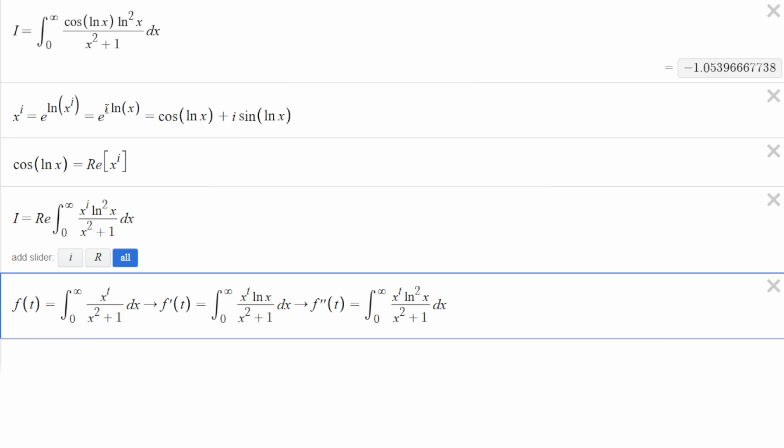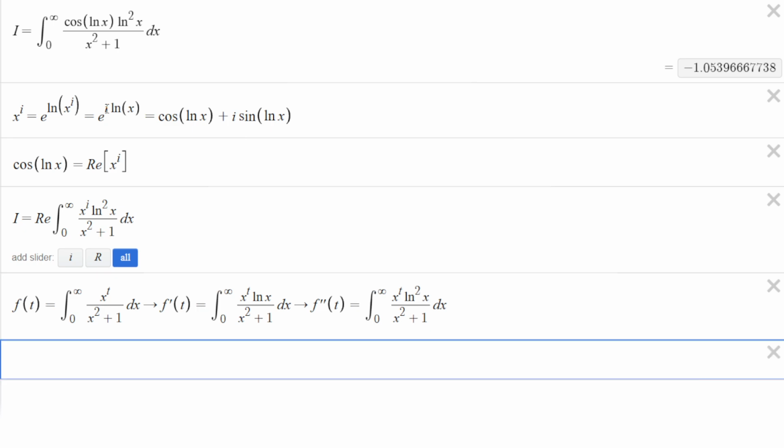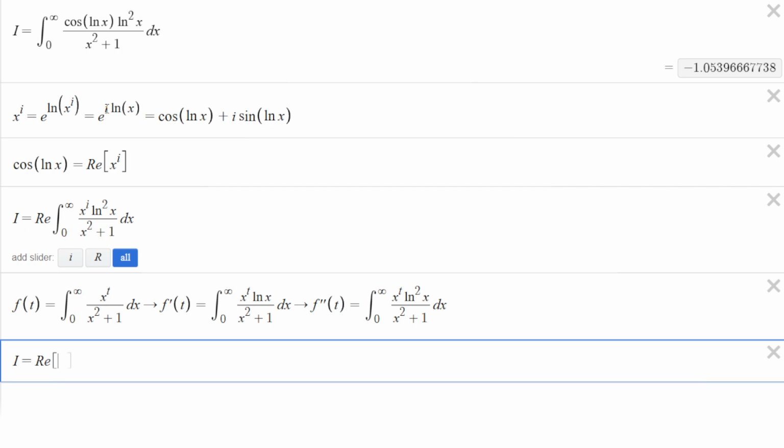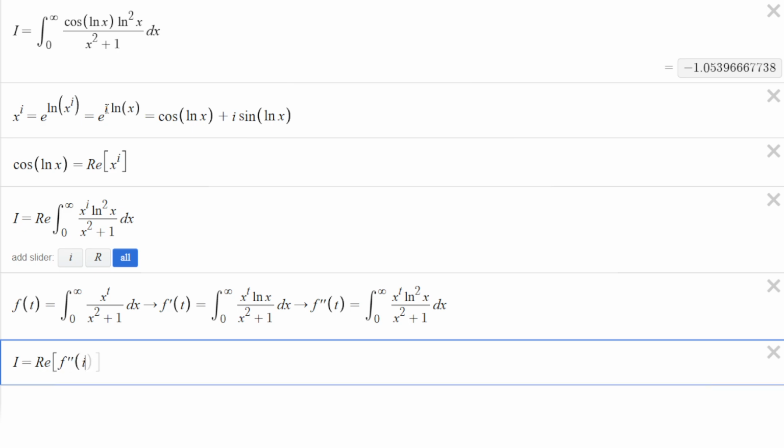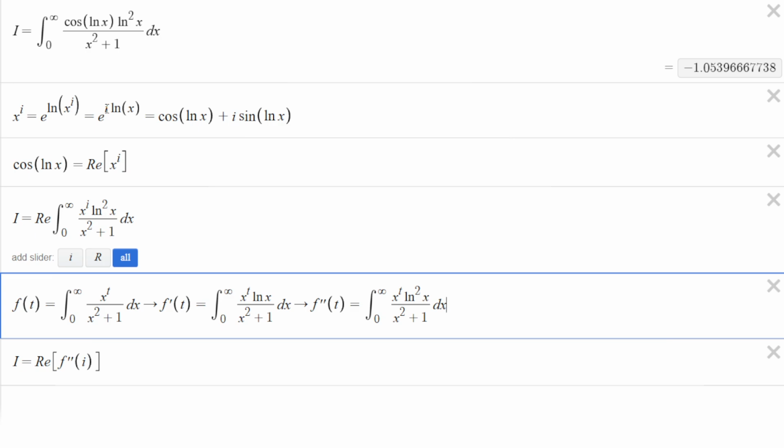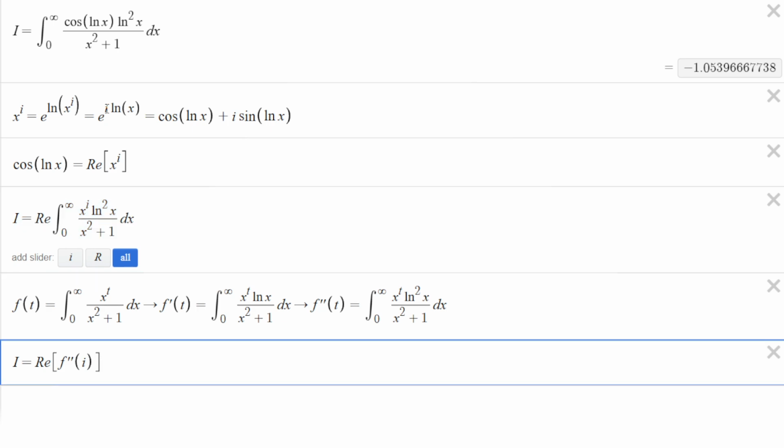Okay, so now, given that, we can say that our original integral I is equal to the real part of f double prime evaluated at i. If we evaluate f double prime right here at t is equal to i, this t becomes an i, obviously, and then we take its real part and we have exactly our target integral. So I is equal to the real part of f double prime at i.